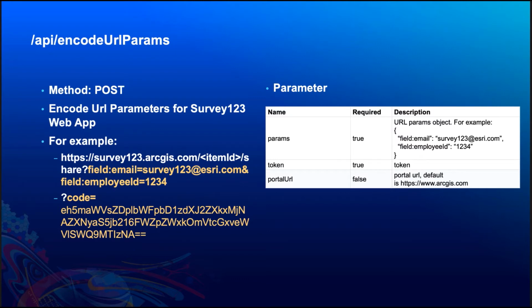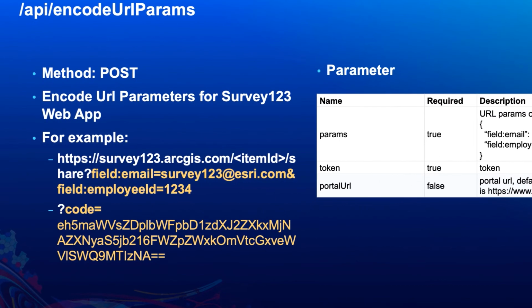Encode URL parameters endpoint. As you may already know, you can use URL parameters to pre-populate questions in the survey. For example, here is a URL you want to share for someone to submit a survey. You can pre-populate the email question with survey123@esri.com and pre-populate the employee ID question with 1234 by URL parameters.